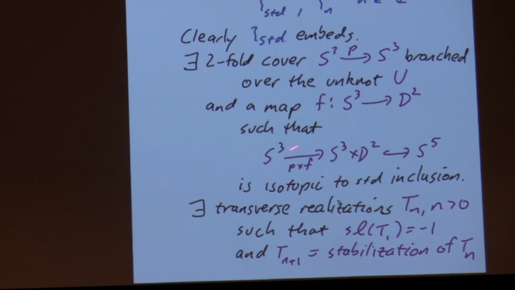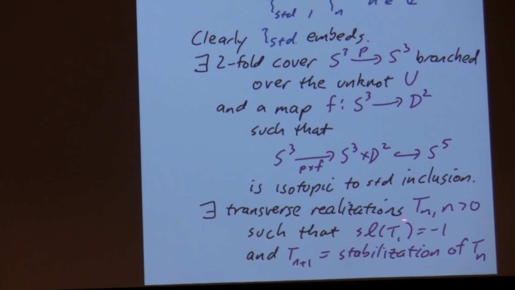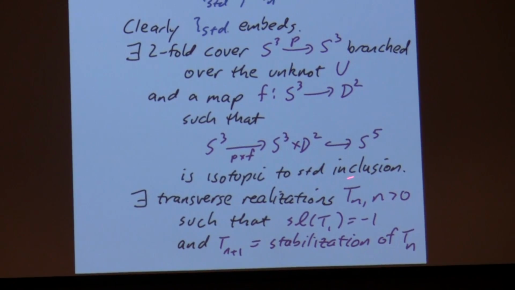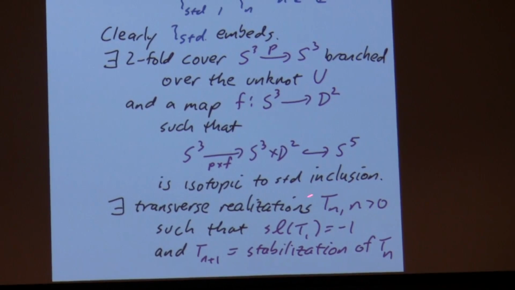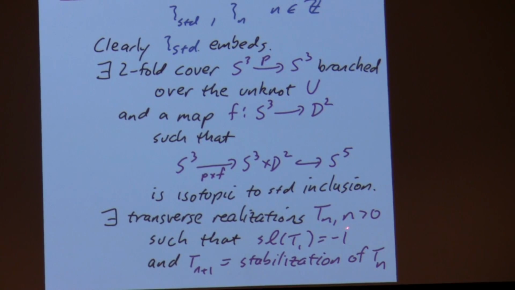Okay, well, great. So we got this set up. Well, now, remember, in the standard contact structure on S3, it's actually known that there is a transverse knot, Tn, for all positive n, such that T1 has self-linking -1.